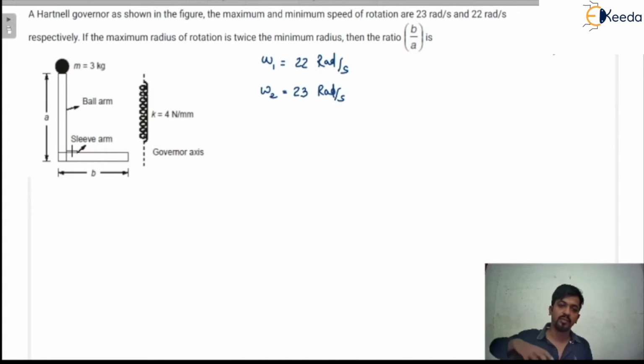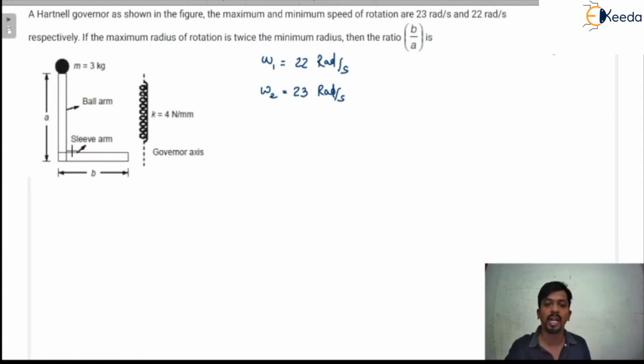We need to understand the stability of the governor. When you increase the speed of the governor, there will be an increase in the radius of rotation. We all know that. As you decrease the speed of the governor, there will be a decrease in the radius of rotation of the fly balls. Yes or no? So as you increase the speed, the radius will increase. As you decrease the speed, the radius will decrease.